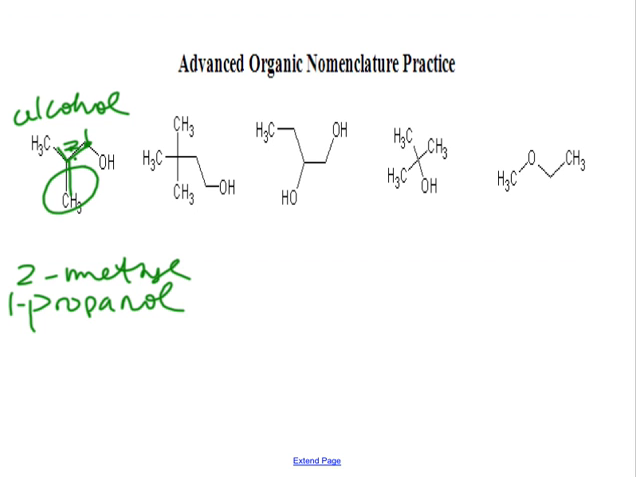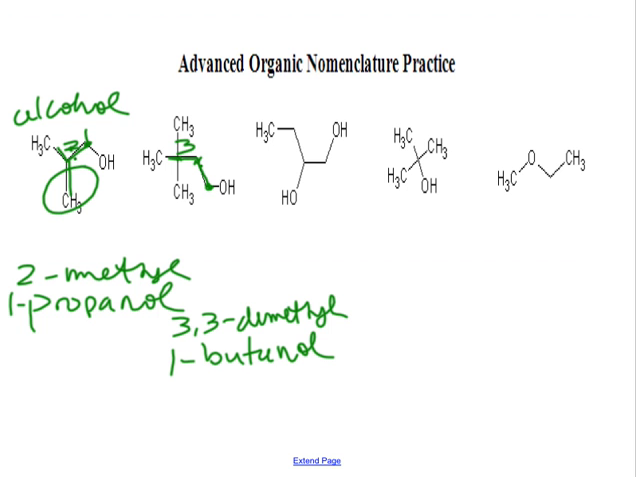Good, I'm so happy. All right, 1, 2, 3, 4. No matter what direction you go, you're going to have 4 carbons. So what kind of alcohol is this, more specifically? 1-butanol, not 2. 3,3-dimethyl-1-butanol.